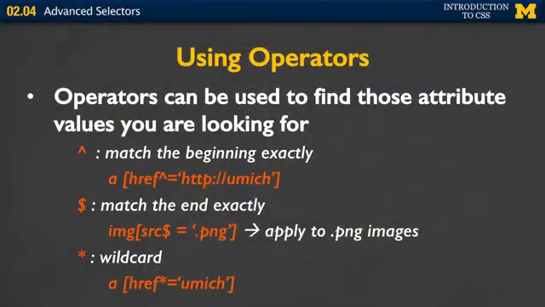How we do that is we use operators to match the different parts of the attribute you're looking for. Up here, the caret is going to match the beginning. In this case, it would match all those links that start with http umish, and it doesn't matter how it ends. The next one, with the $, is going to match the end exactly. It's going to find every file that ends in .png. We also have the wildcard, where you're saying, if you see umish in any part of any hyperreference at all, apply this rule. So we're going to look at a file that has different links, and each one has a different type of extension that we want to style differently.